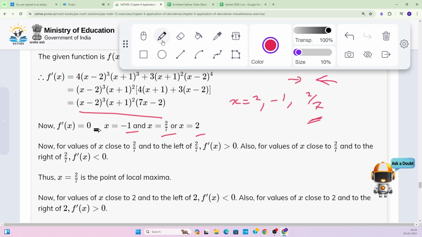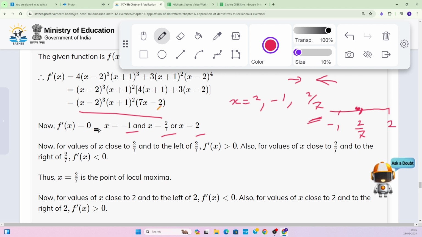So first of all let me just visualize it for you. This is your minus 1, at this point is your 2 by 7, some 0 point something, and this is your 2. If you are somewhere here, this will be negative, and as you can easily see this will be positive, so negative multiplied by positive will give you negative. Now what about this? This is 7x minus 2. This means what?